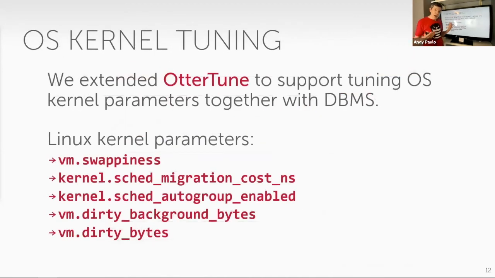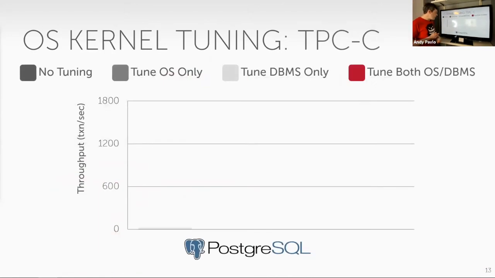All right, so another thing that matters for Postgres is doing kernel tuning. If you read the documentation for Postgres, there's a handful of parameters in the Linux kernel that you should be tuning to get the best performance. So we extended OtterTune. We had a master's student do a capstone project where they extended OtterTune to not only tune the Postgres knobs, but also tune the Linux kernel knobs, and then measure whether we can get better performance that way. So I'm just going to show one graph from that experiment here.